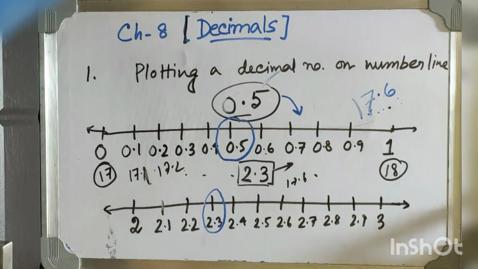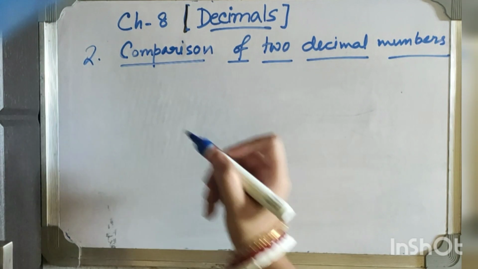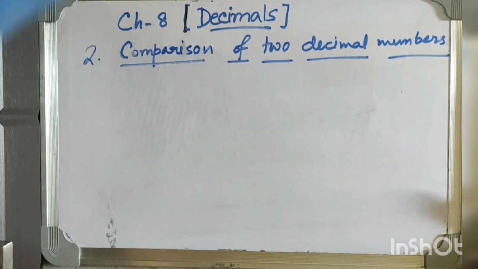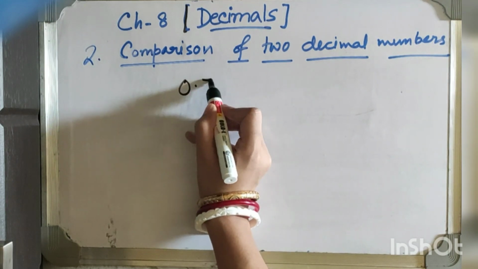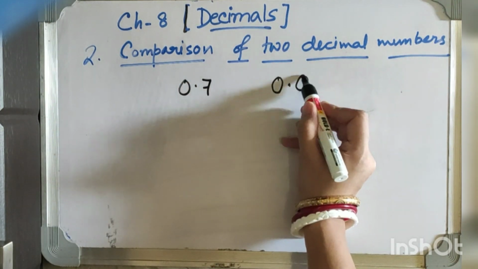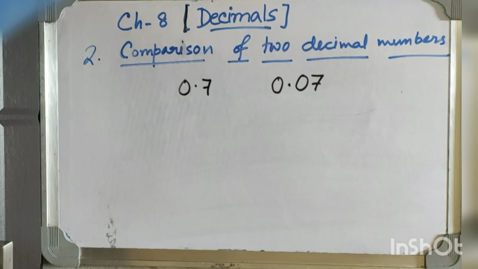Okay, so let's come to the next point. Now we will talk about comparison of two decimal numbers. Suppose let's take one example, 0.7 and 0.07. Between these two decimal numbers, which one is the bigger? If any problem like this comes in your exam, then what will you do?